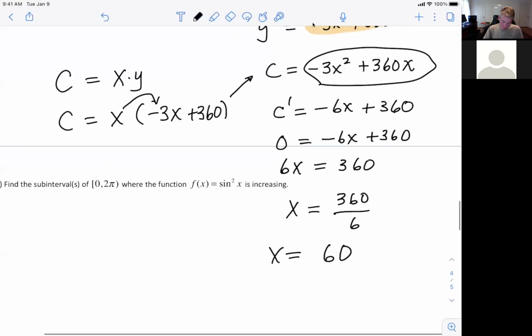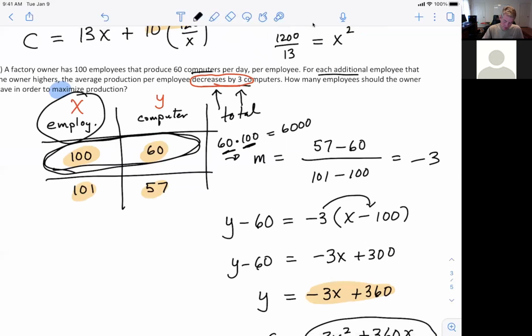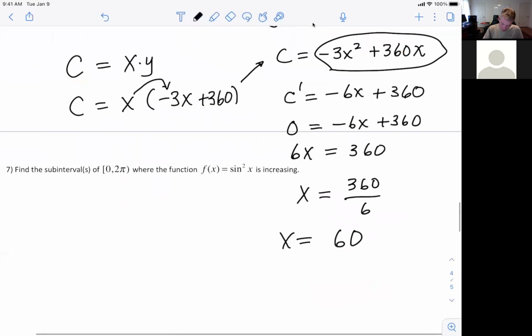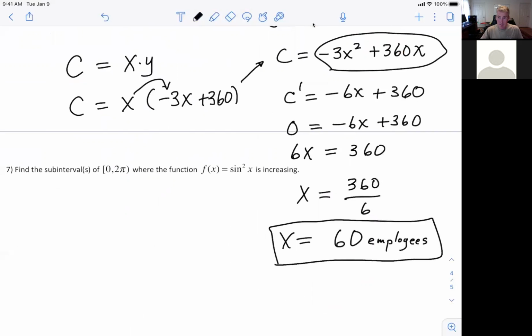So it turns out, because X was employees, they should have exactly 60 employees. That is the number of employees they should have to have the most productive situation possible. So it turns out that the boss went and hired a mathematician to figure out, you know what, you got 60 employees, that's exactly what the math says you should have.